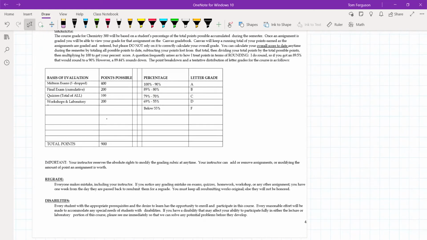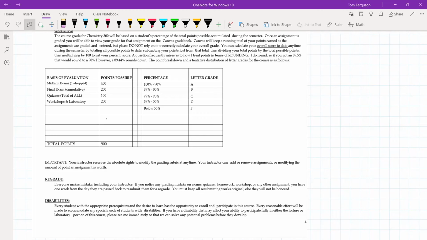You're going to have 5 exams. I drop one, so that means you're going to have a total of 400 points possible for your tests. Final exams were 200. Your quizzes in total is worth a test, and then your labs are worth 200. So a total of 900 points.